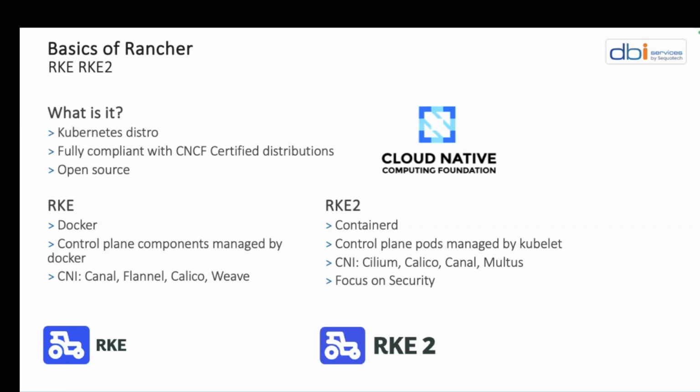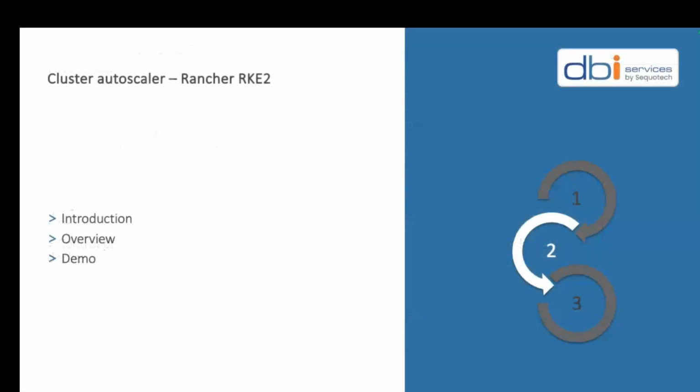And there is RKE2, which is a more recent distribution, which uses containerd as container runtime. The control plane pods are managed by kubelet. And for the CNI, you can use Cilium, Calico, Canal, or Multus. And one point is that RKE2 is more focused on security. Historically, it has been developed for the American government and has been known as RKE Government. So now, after that introduction of Rancher, we can talk about the cluster autoscaler for Rancher RKE2.